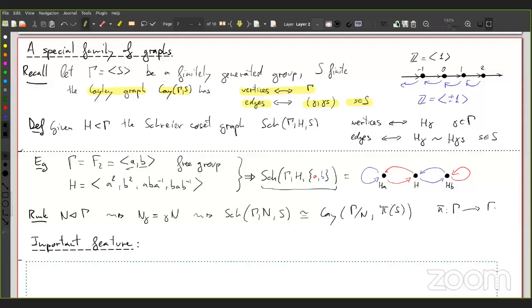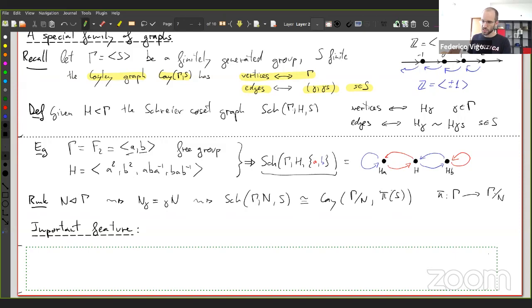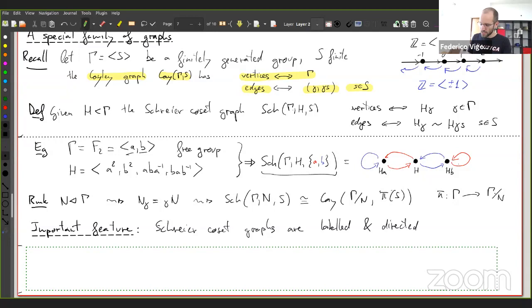The important feature for us is that Schreier coset graphs are naturally directed and labeled. Just like in this picture here, each edge is not just an edge, but is attached to a generator. So it has a label and a direction that tells you which way that generator is moving your coset. And this will be useful later.